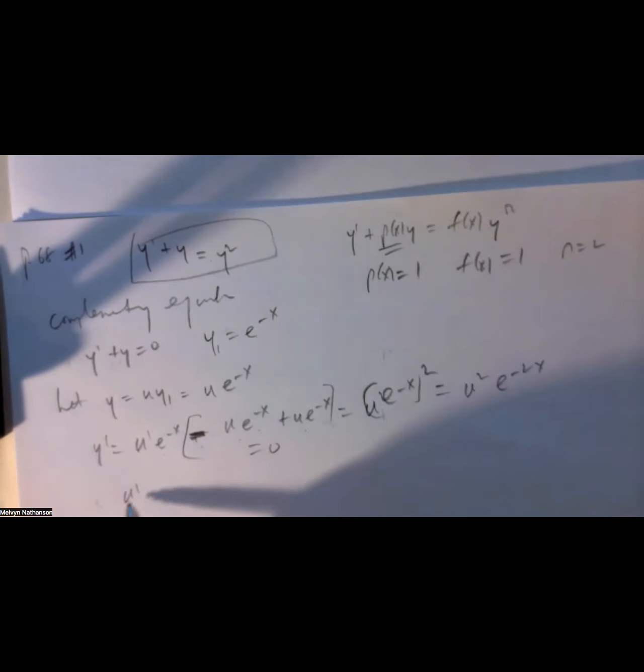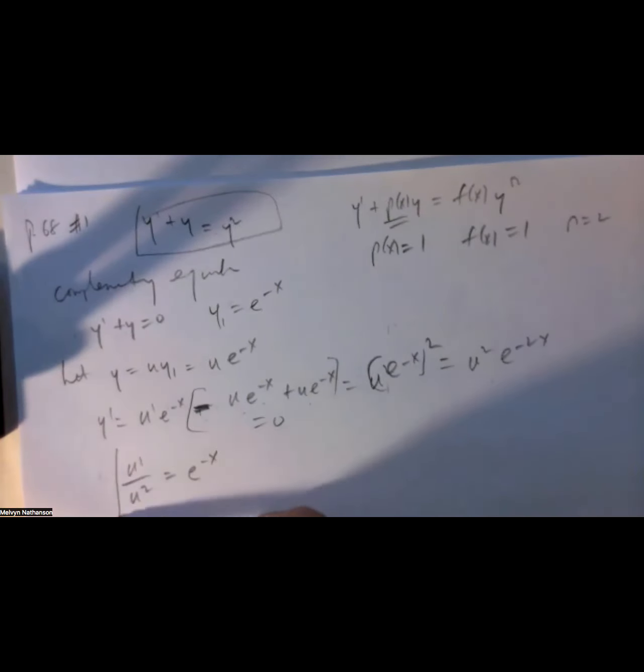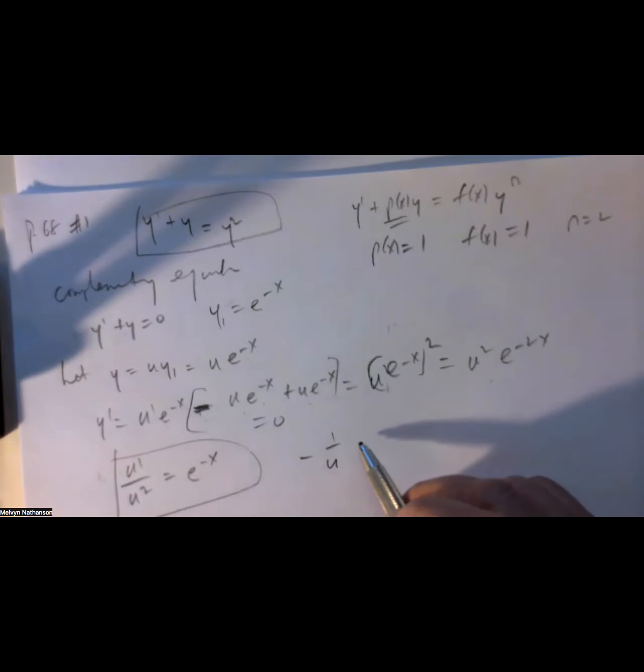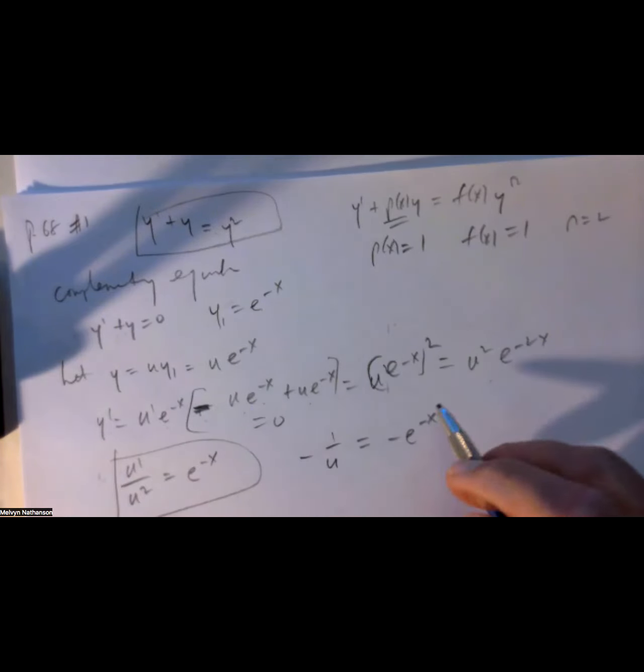That is, u prime over u squared equals e to the minus x. Right? And this is a separable differential equation. If I integrate the left-hand side with respect to u, I get minus 1 over u. If I integrate the right-hand side with respect to x, I get minus e to the minus x plus a constant.